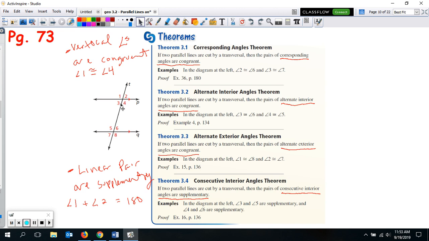3 and 4 is also an example of a linear pair. They would add up to 180. They're supplementary. 5 and 6 are supplementary. 7 and 8 are a linear pair, supplementary because of a linear pair.